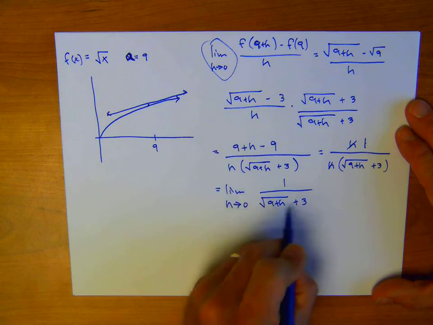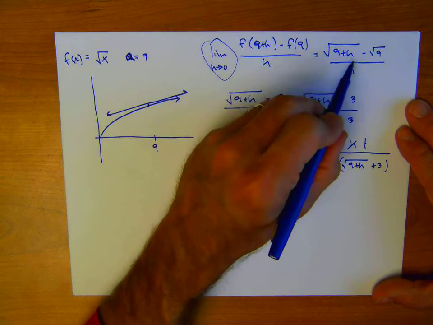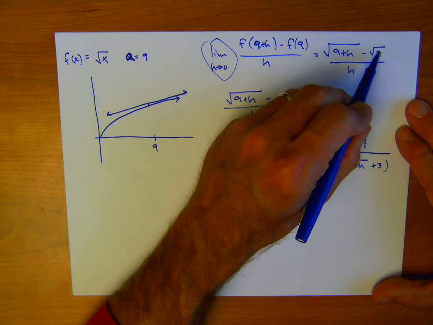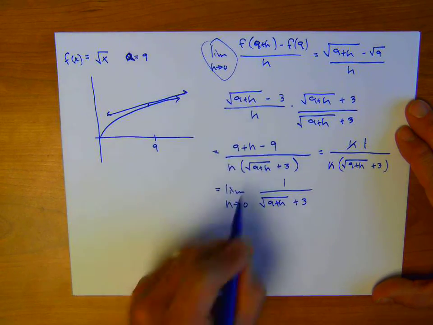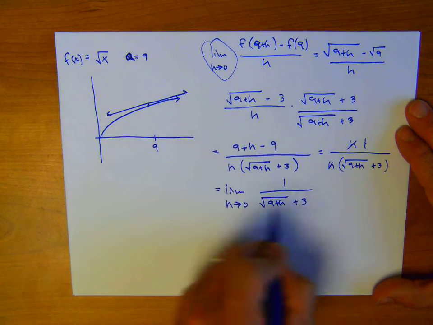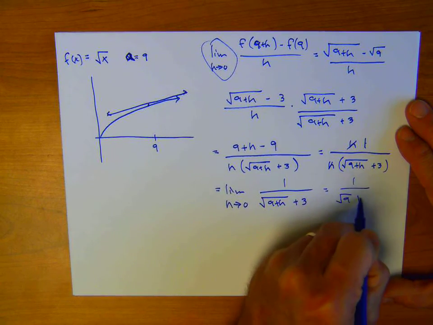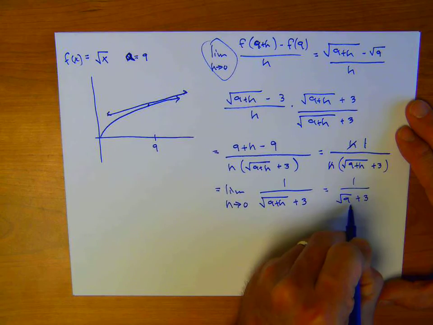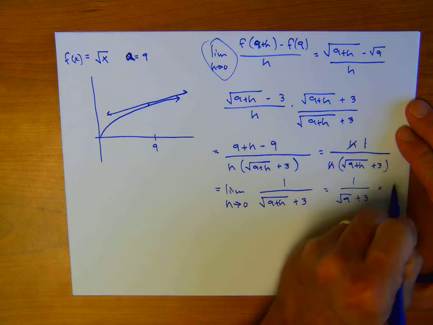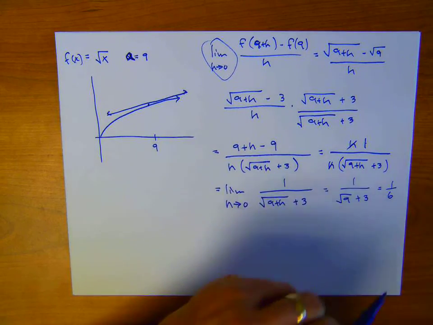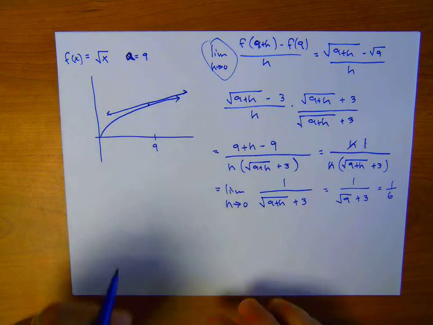Now I can just plug in. Notice if I had put in 0 up here, I would have had the square root of 9 minus the square root of 9, which is 0 over 0. So we had to do some simplification here. At this point, I'm going to get 1 over, when I put in 0, the square root of 9 plus 3. Of course, that's 3, so it's 1 over 3 plus 3, which is 1/6. So that is the slope of that tangent line.